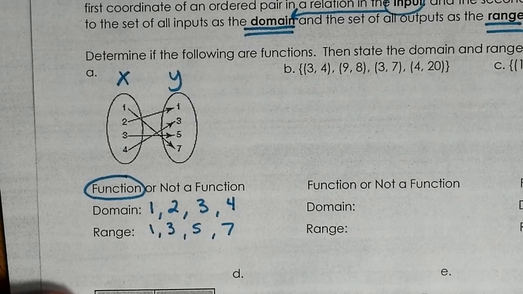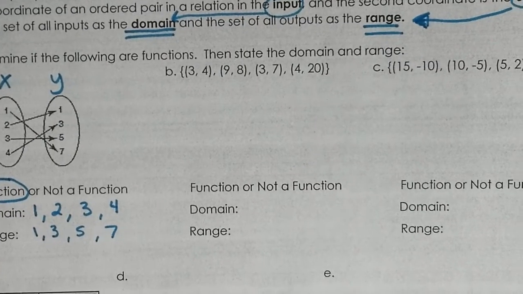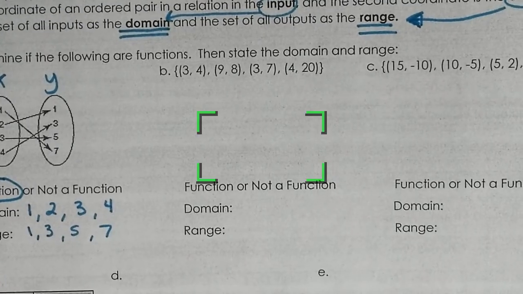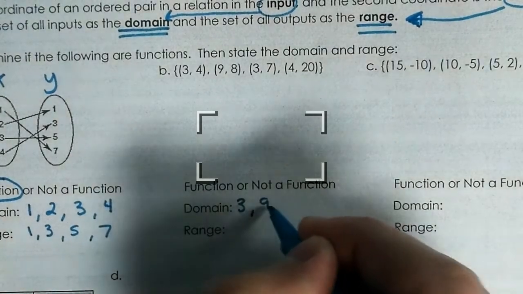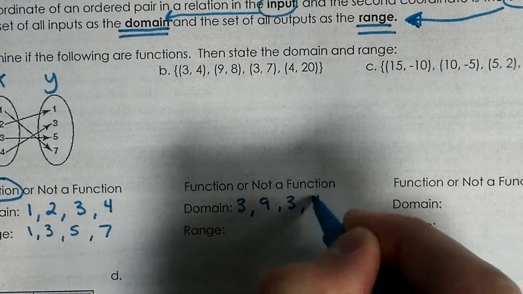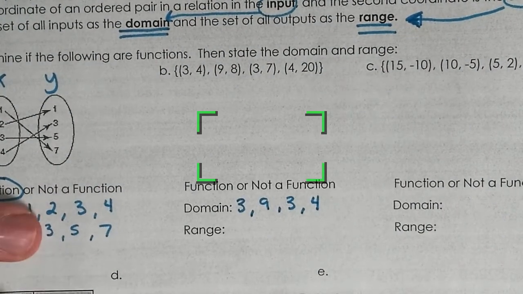So when we look at letter B here, what's my domain for letter B here? What are my inputs? 3, 9, 3, and 4. All right, what is my range here? What are my outputs?